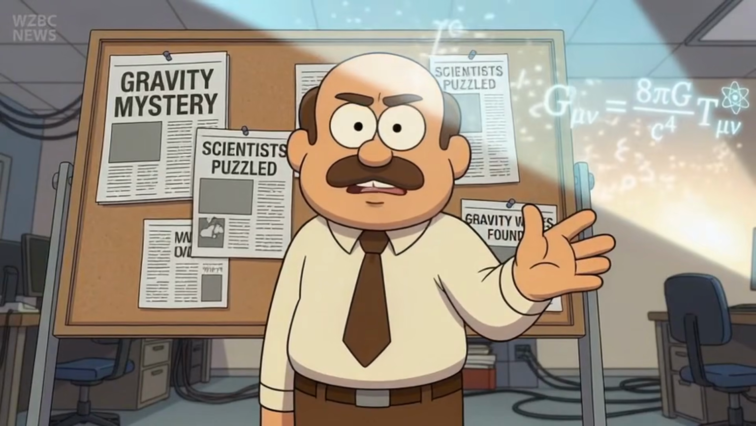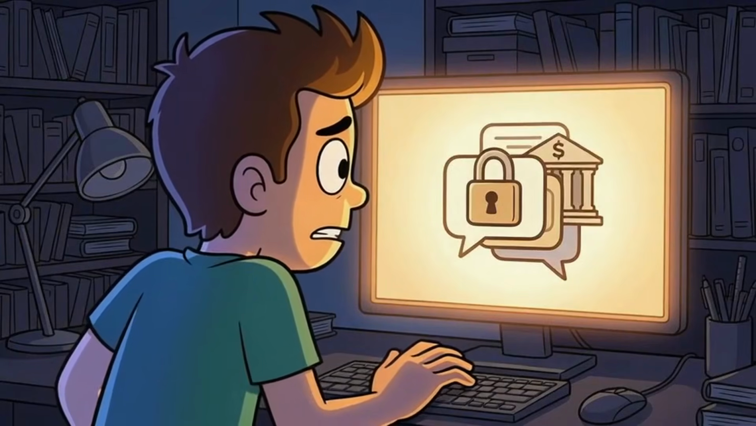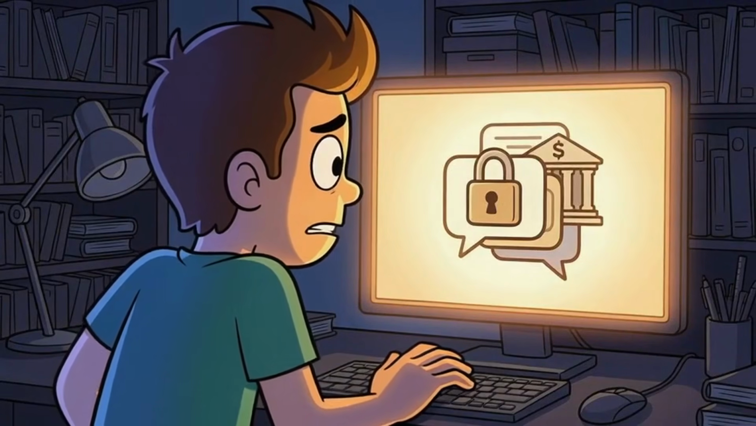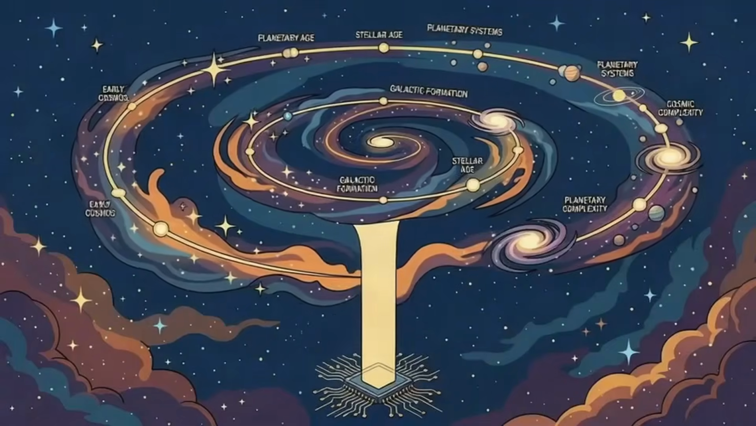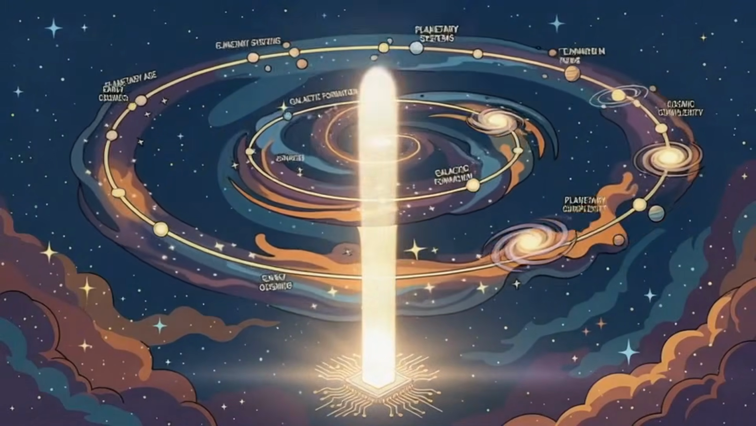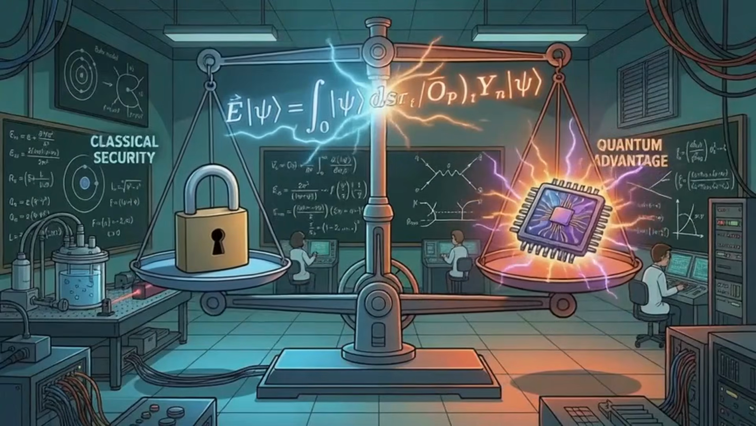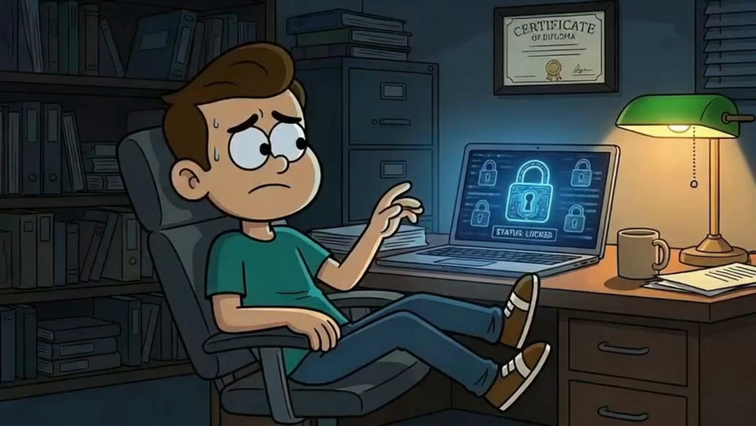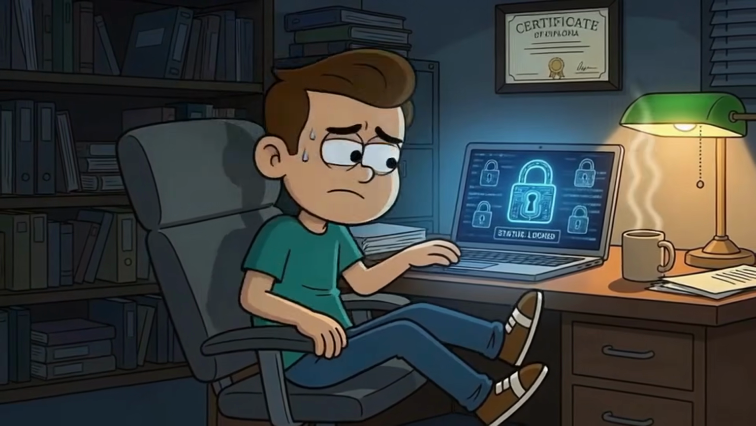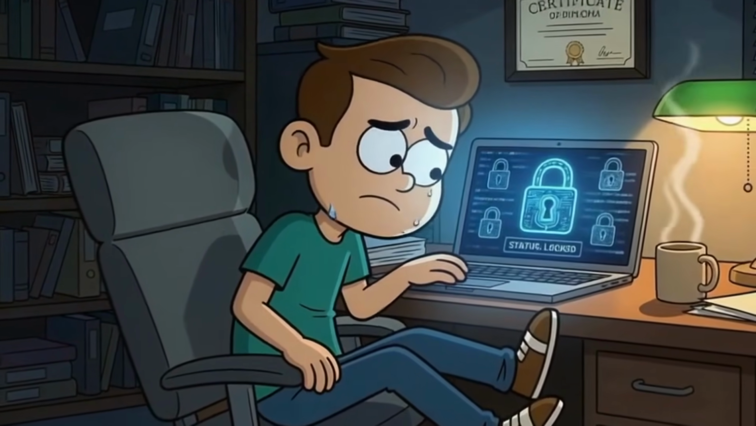Now here's the part worth sitting with. The encryption protecting your passwords, your bank account, your private messages, it was designed with classical computers in mind. It's built on math problems that would take a classical computer longer than the age of the universe to brute force. A sufficiently powerful quantum computer changes that equation completely. And here's the thing that rarely gets mentioned. You don't have to wait for the quantum computer to exist to be at risk.